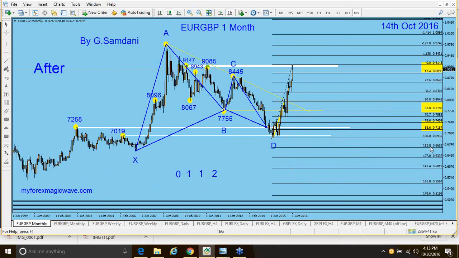You understand? And if you take the square root of 50%, it is 0.707, which is right here between 61% and 78%. The reciprocal of 0.707 would be 141.4%. So now you know all these numbers are either the reciprocal, square, or square root of each other. Okay, so this is how we come up with this Fibonacci too.